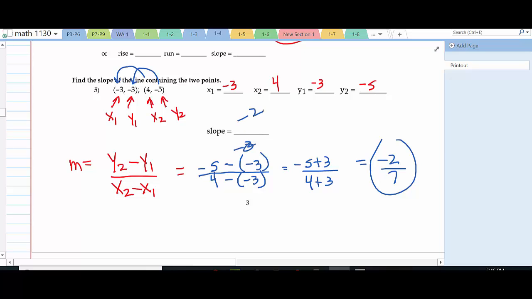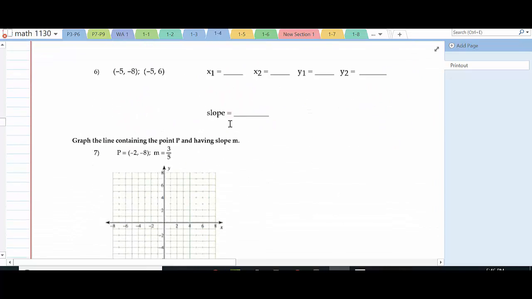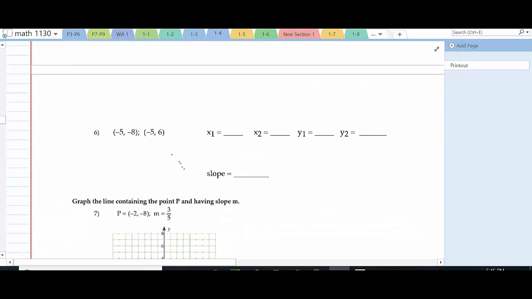All right, any questions on what I did there? Does that look familiar? Okay. Let's do one more here. You don't need to write that stuff down. When you're doing the slope on this, it's y2 minus y1 over x2 minus x1. So you just go like this.